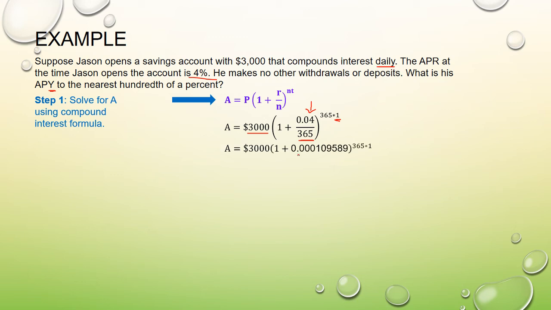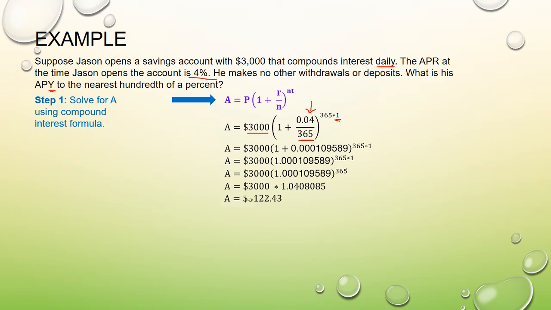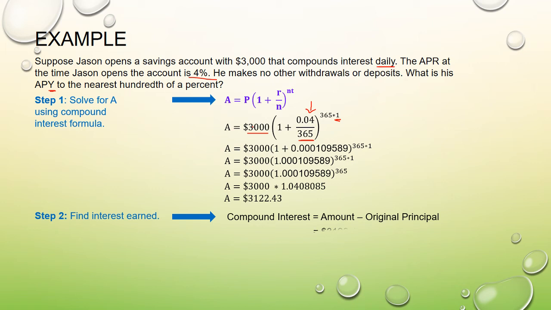So we have that order of operation again. We get 1 plus 0.000109589, 0.04 divided by 365. Add that to 1, exponent, and then multiply by 3,000, giving us $3,122.43. Now we need to find the interest earned. If you start off with 3,000 and you earn $3,122.43, that means your compound interest is going to be $122.43.